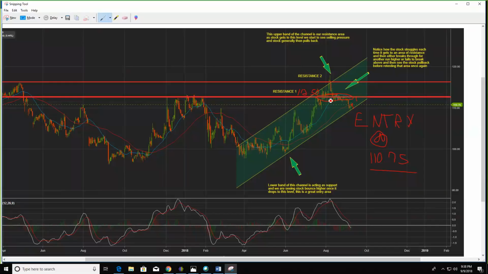Or like I said, option number 2 is it gets up to that resistance 1 area of 112.50 and it breaks through it, and then it's going to head up to that resistance 2 area, which is at that 116.50, or up to this channel right here, the upper band here. So that's your other target area.